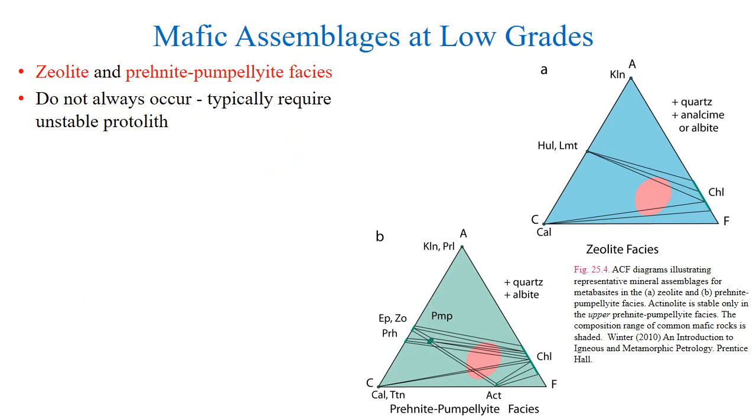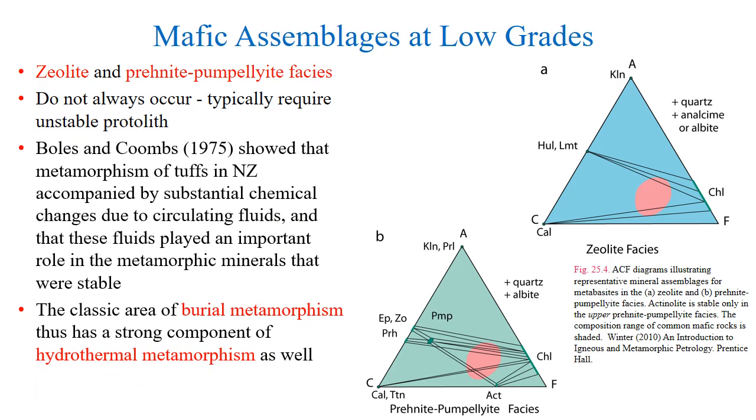Initial assessments of low-grade metamorphic rocks wrote them off as altered, and they did not receive much attention from petrologists. Very low-grade metabasites or basalts are usually only partly altered to very fine-grained and messy-looking minerals. It wasn't until Boles and Coombs recognized systematic patterns in these rocks and showed that they could be studied in the same way as other metamorphic rocks.